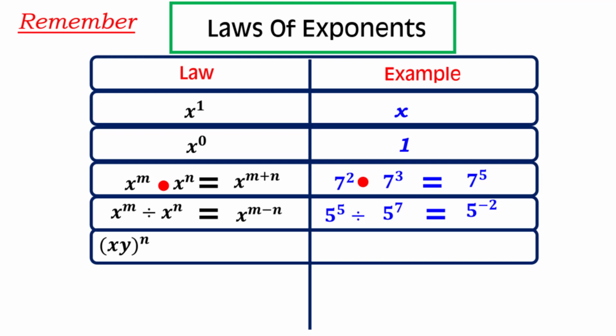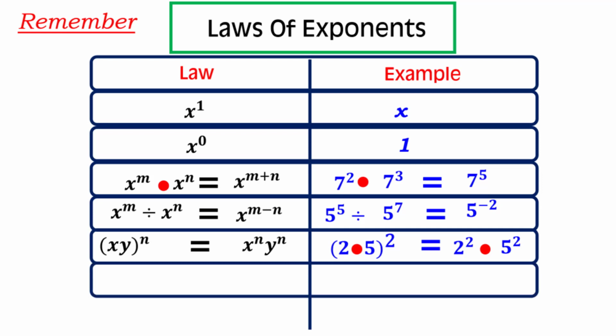If we have xy raised to the power n, then n is a power of x and a power of y, equals x raised to the power n times y raised to the power n. For example, 2 times 5 raised to the power 2 equals 2 squared times 5 squared. But if we have x over y raised to the power n, it will be x raised to the power n over y raised to the power n. For example, 3 over 2 raised to the power negative 2 will be 3 raised to the power negative 2 over 2 raised to the power negative 2.